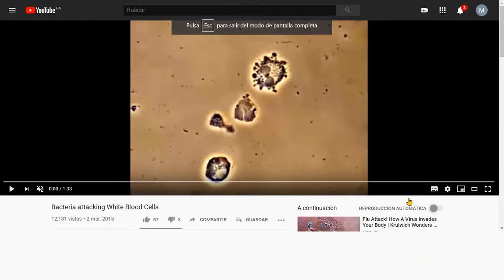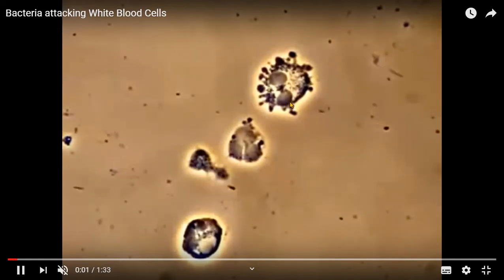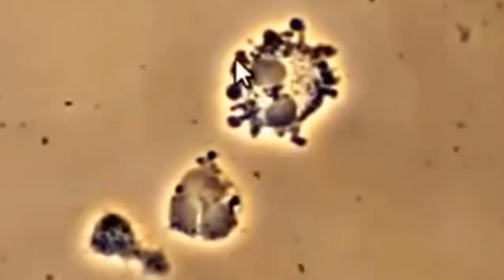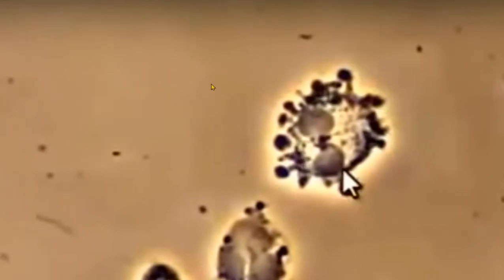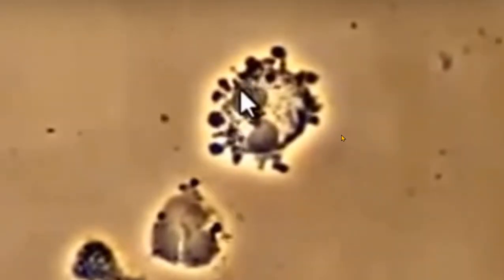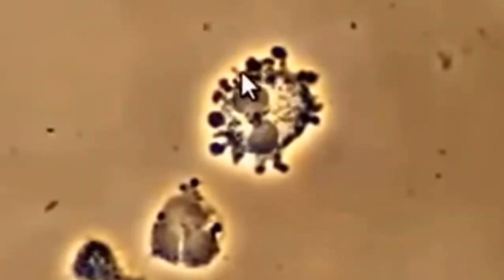But that's not all. I want to show you another video because sometimes, believe it or not, the bacteria are too much and the white blood cell cannot fight alone against too many bacteria. This is the opposite case. Bacteria attacking white blood cells. Tremendous. Look at this one. I will focus on this one. Let's get closer. Wow, incredible. Just observe it.